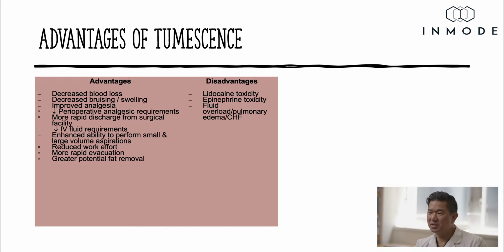Also, there's more rapid discharge from the surgical facility and decreased IV fluid requirements, especially with the larger volumes of isotonic saline that we use. Some disadvantages we will also focus on later on are lidocaine toxicity, epinephrine toxicity to a much lesser degree, fluid overload, and pulmonary edema, which is not really an indication for a cosmetic procedure, which would be sussed out preoperatively, but something to keep in mind during the clinical application of the tumescent technique.